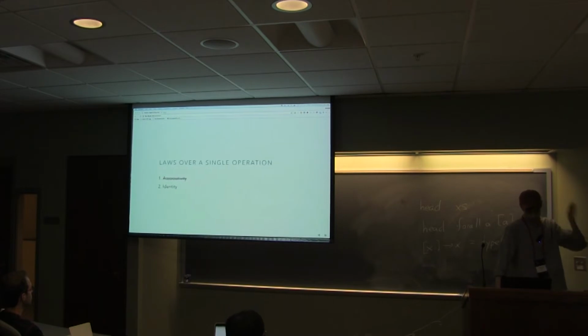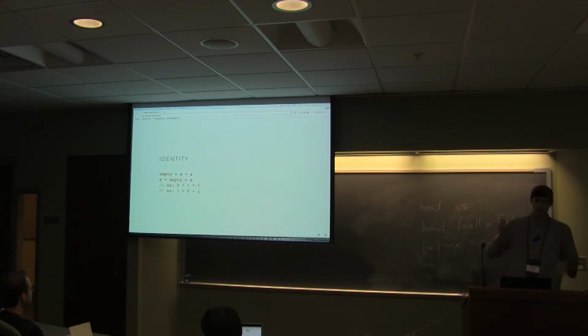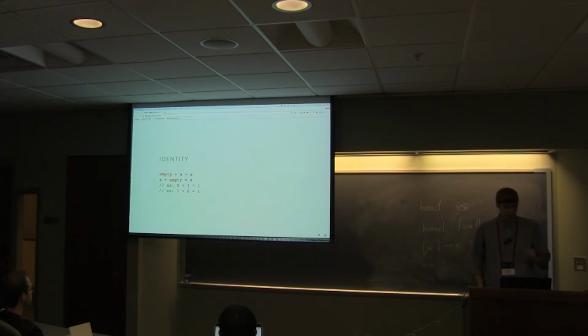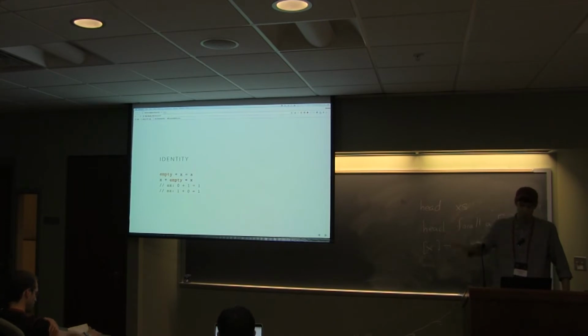Let's look at another law, identity, specifically the left-right identity. What this says is if I have an empty element, and with integers, let's say 0, and I'm going to add an integer x to 0, what do we get back? x. When you add 0 to anything, you don't change the thing you're adding to. So here's an example: 0 plus 1 is 1. 1 plus 0 is 1.